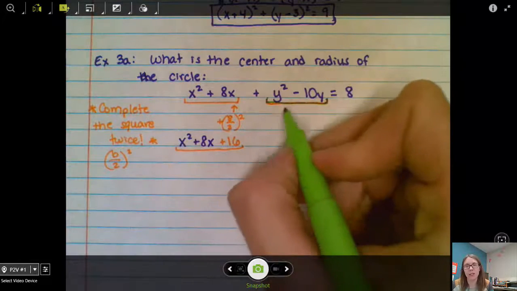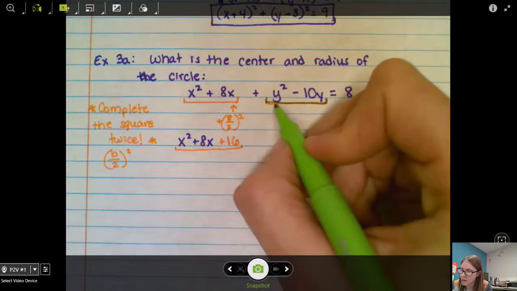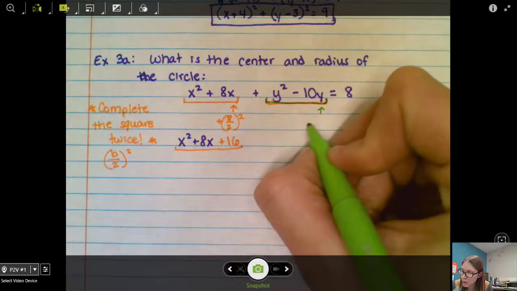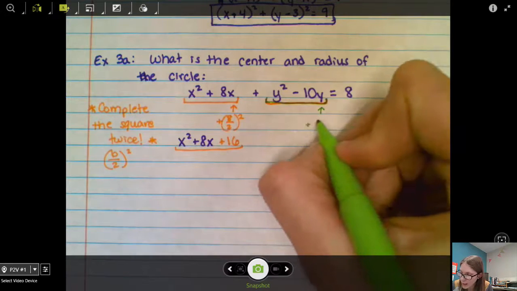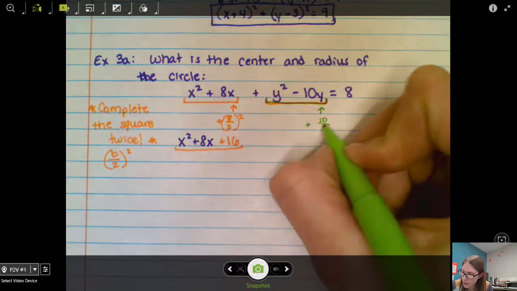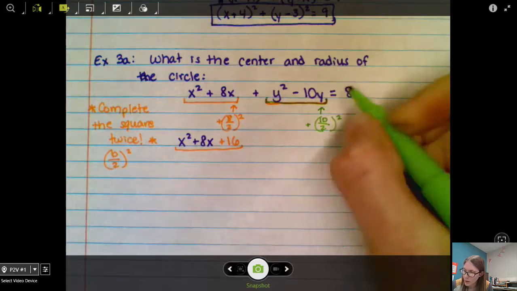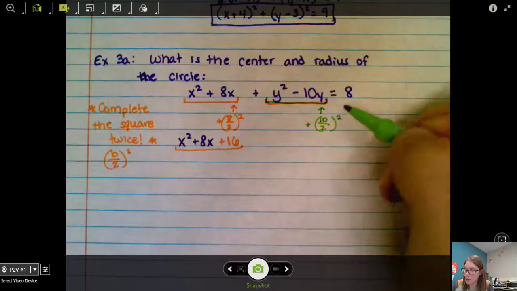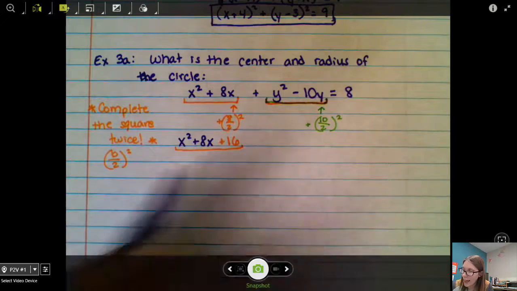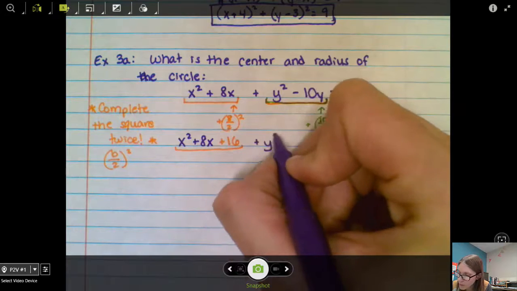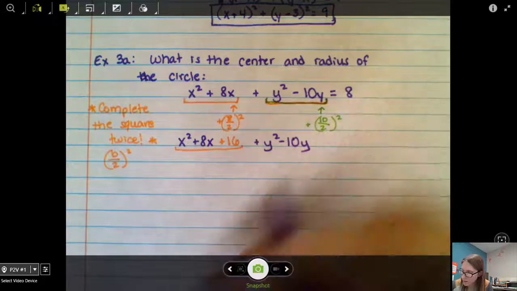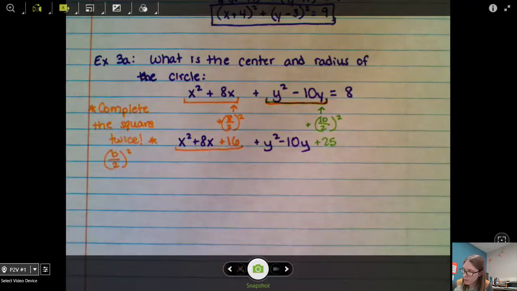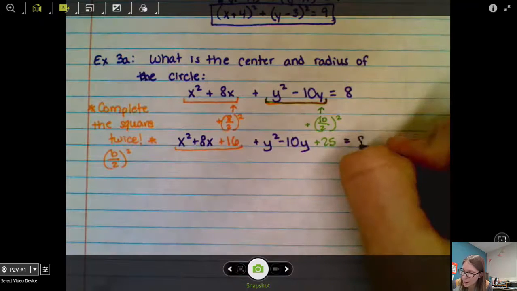Okay, let's do the same thing with our y's. Same process, we take b divided by 2 and square it. That's what we need to add. So 10 divided by 2 squared. Well, 10 divided by 2 is 5. 5 squared is 25. I need to add 25 here. And that would equal the 8 that we had before.